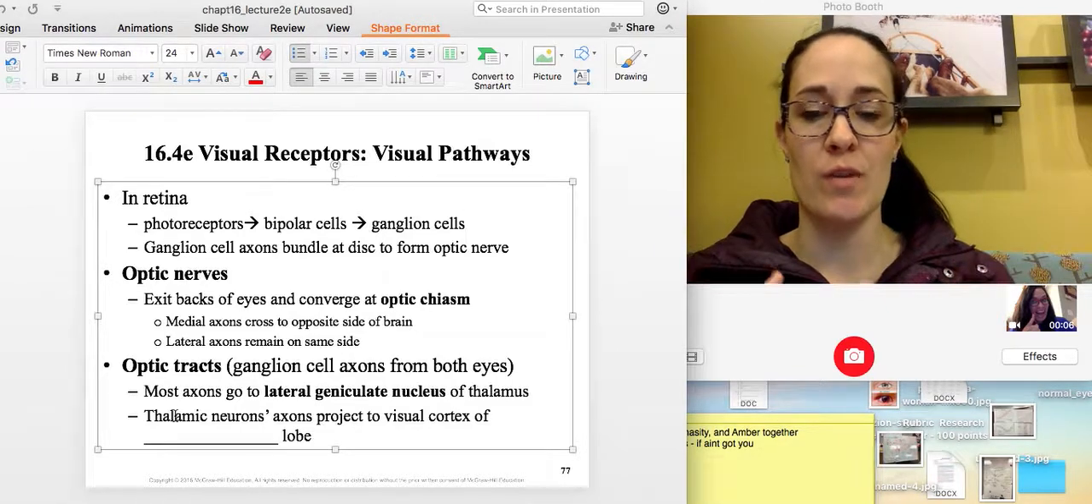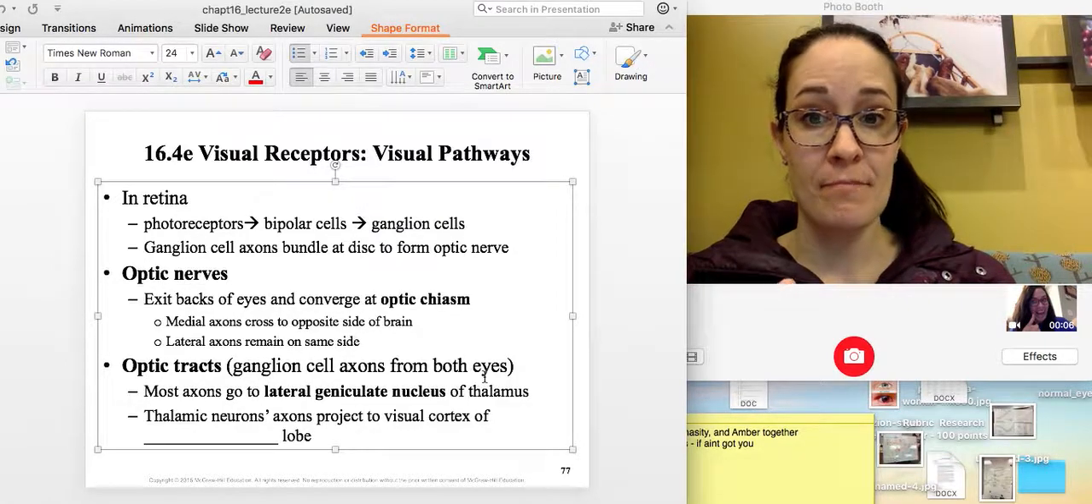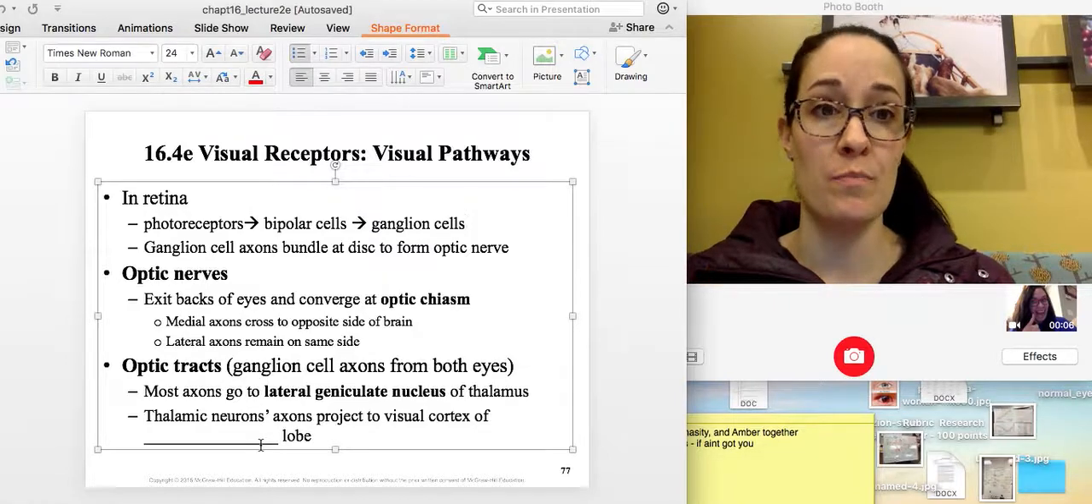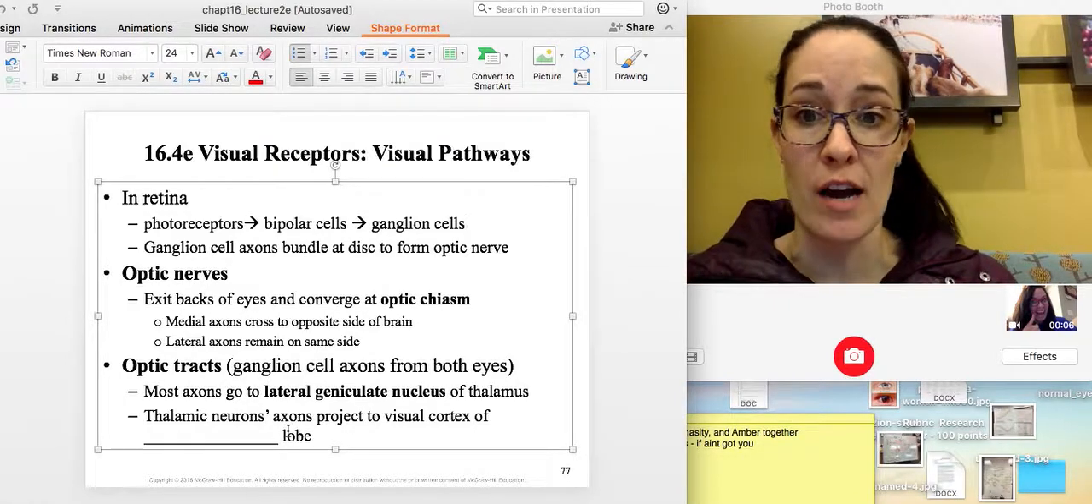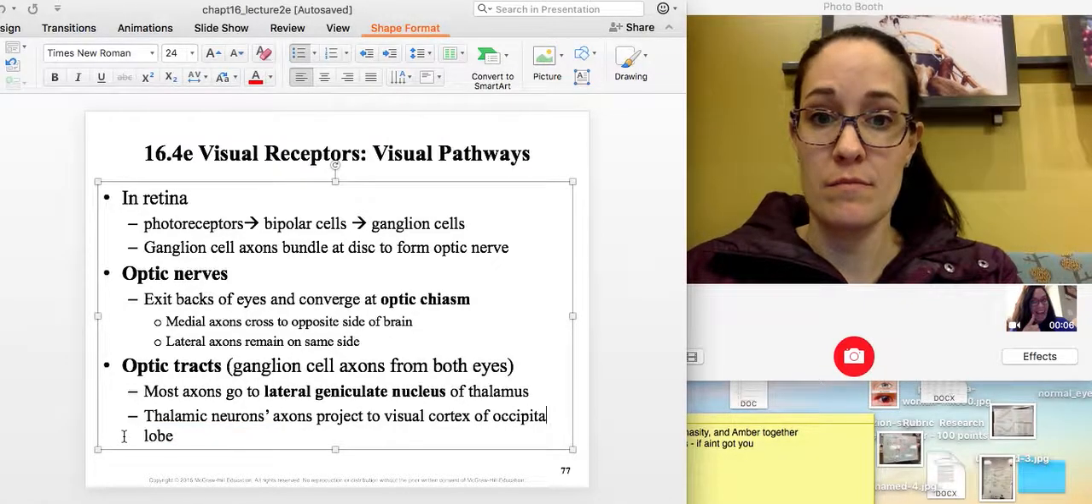That optic tract will give that visual information to the thalamus, and then the thalamus will send the information via the third neuron, tertiary neuron, to the occipital lobe.